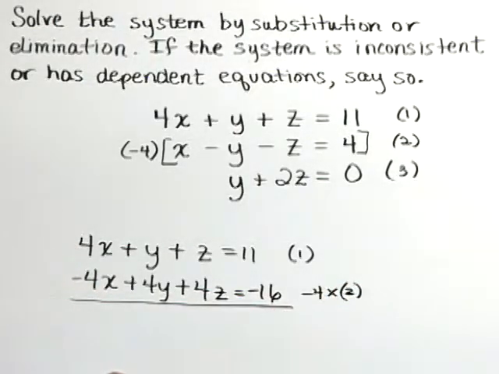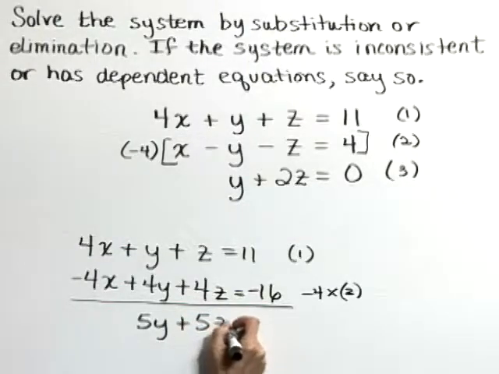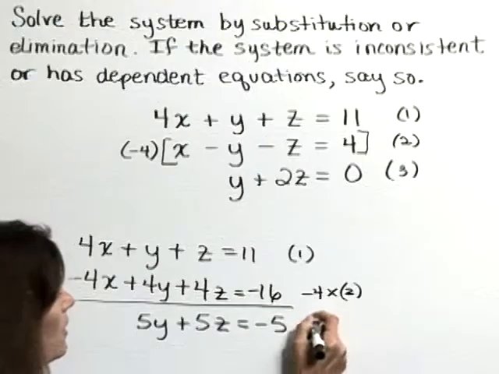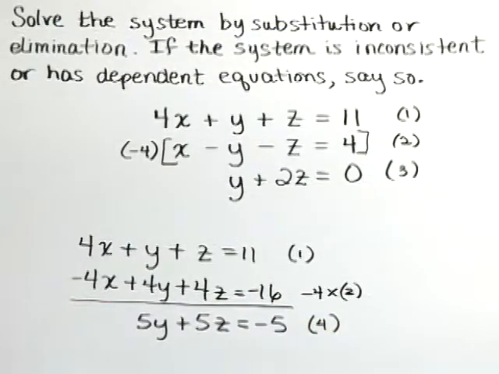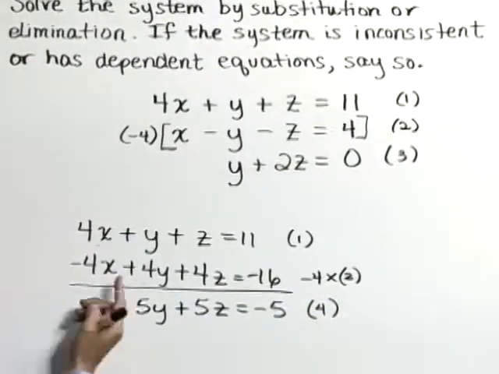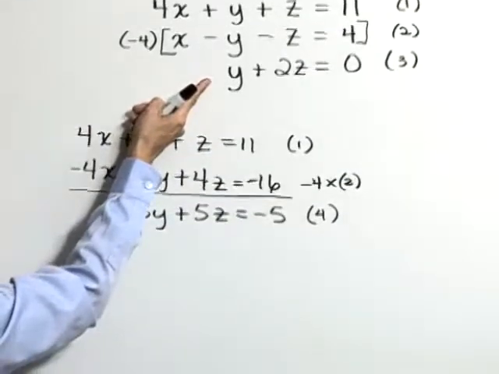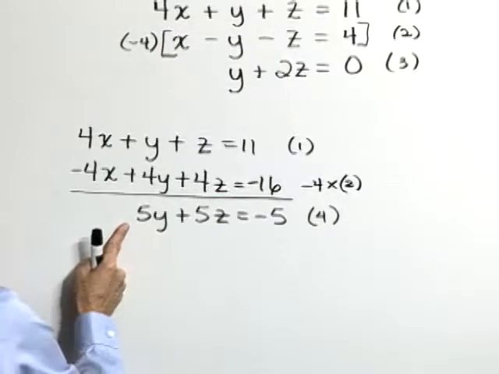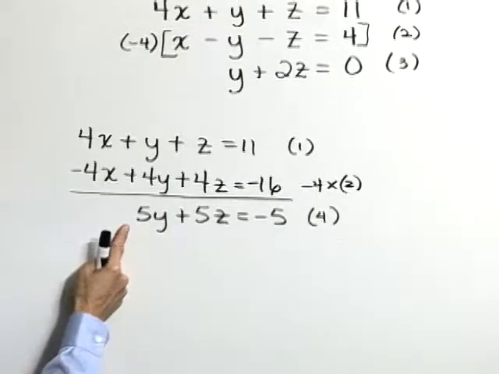Now we're ready to add. Our x variable does indeed cancel. We get also 5y plus 5z is equal to a negative 5. And I'm going to call this equation number 4. Now let's focus in on our original equation number 3 and this equation number 4. I'd like to solve this 2 by 2 system now.